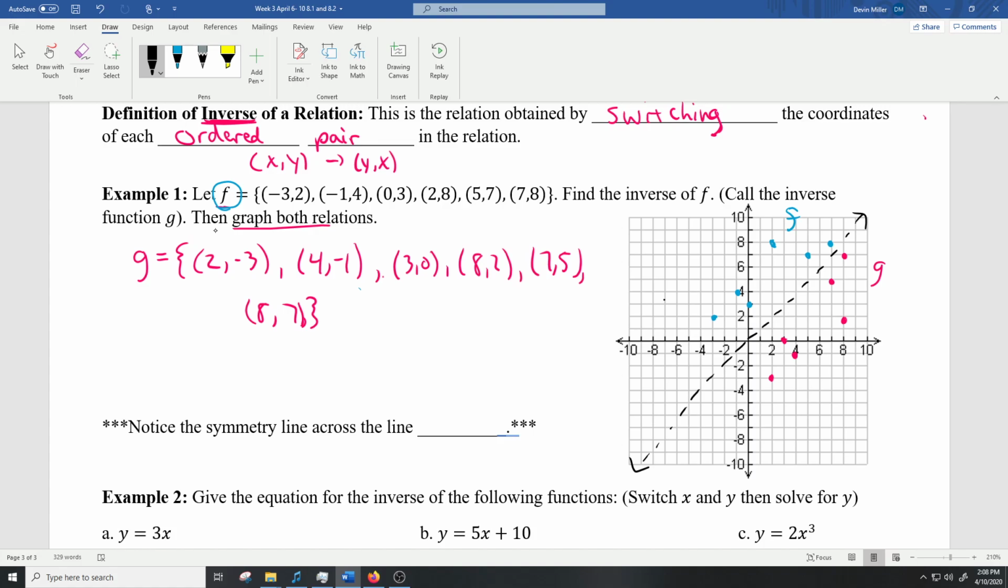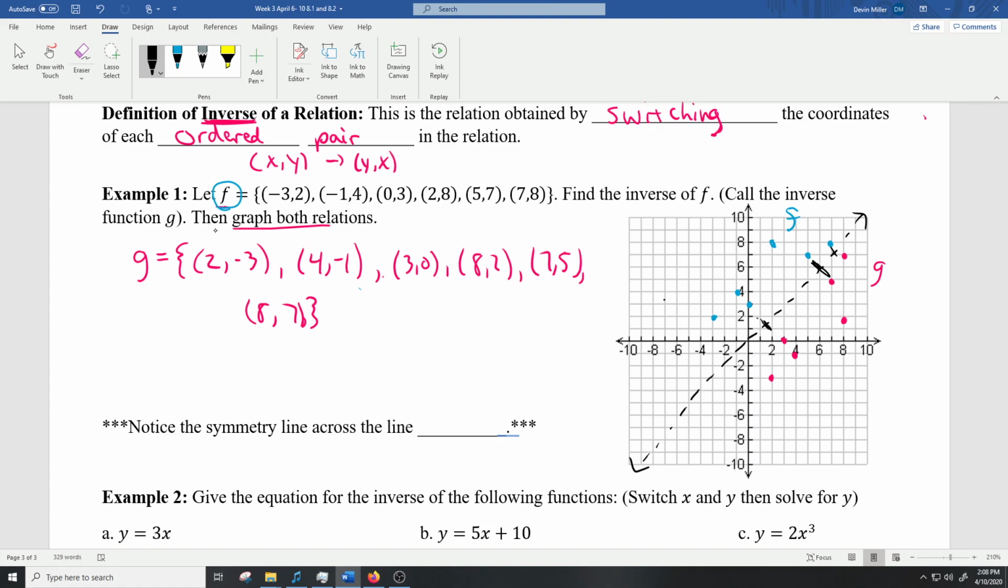This line right here. If you were to fold it on this line, the dots should match up. You can see these dots would match up, these dots would match up, and so on. That's how you know that it actually is the inverse. So if you can draw this symmetry line, this diagonal, and pretend to fold it on that, they should match up.